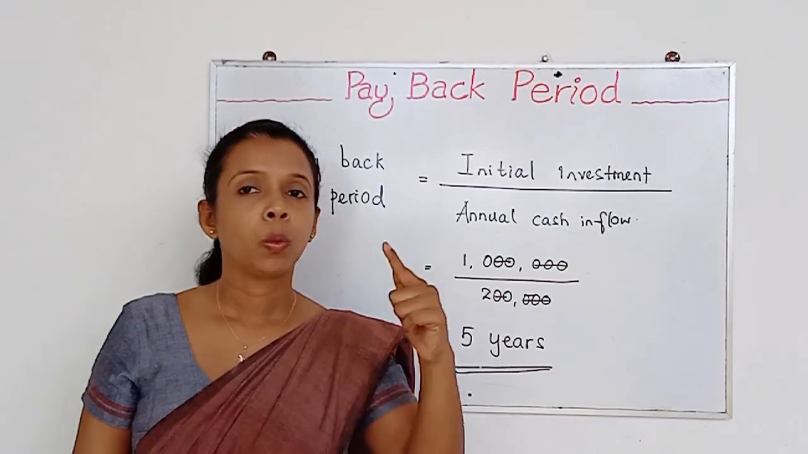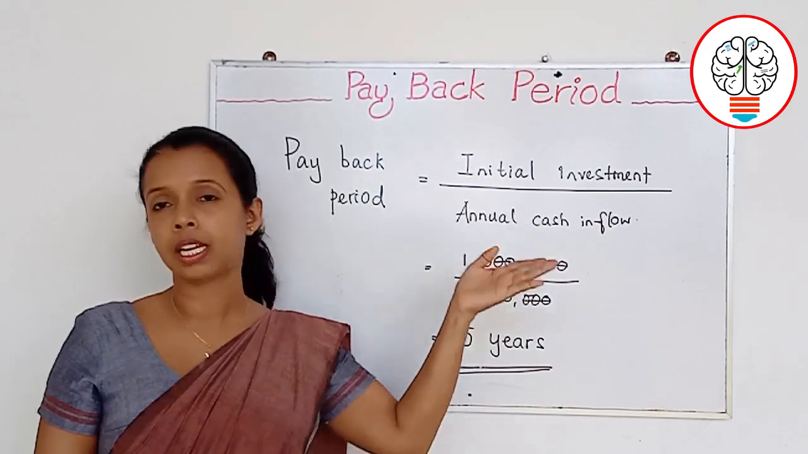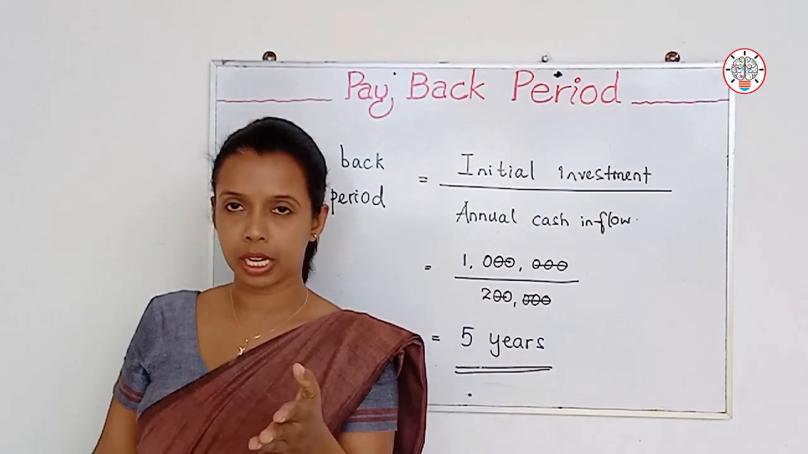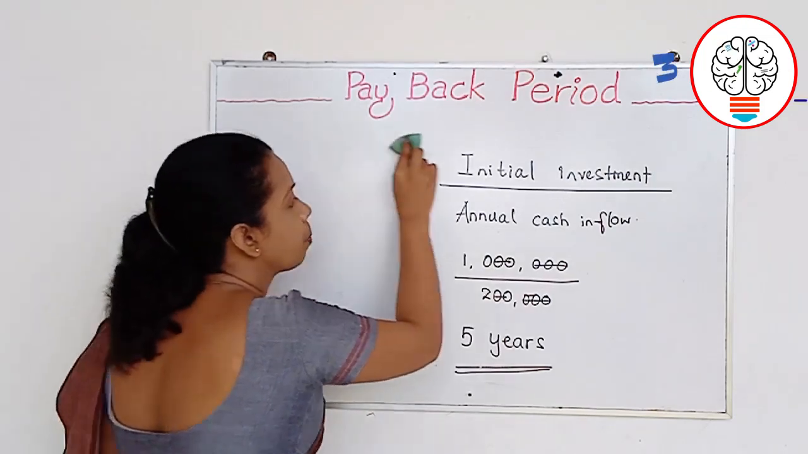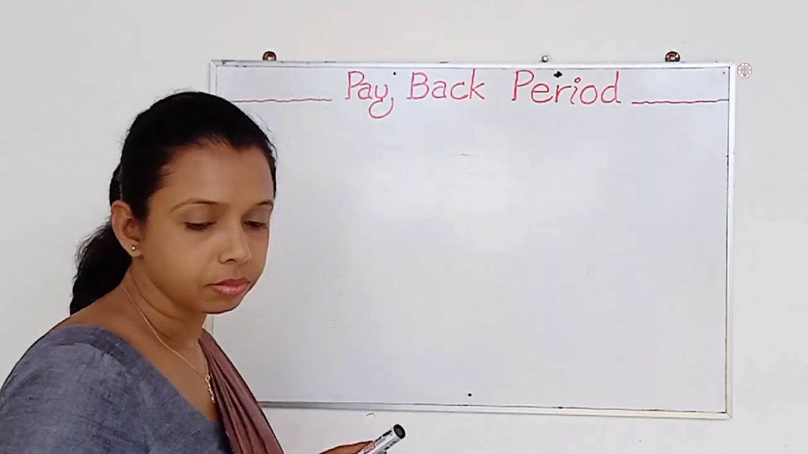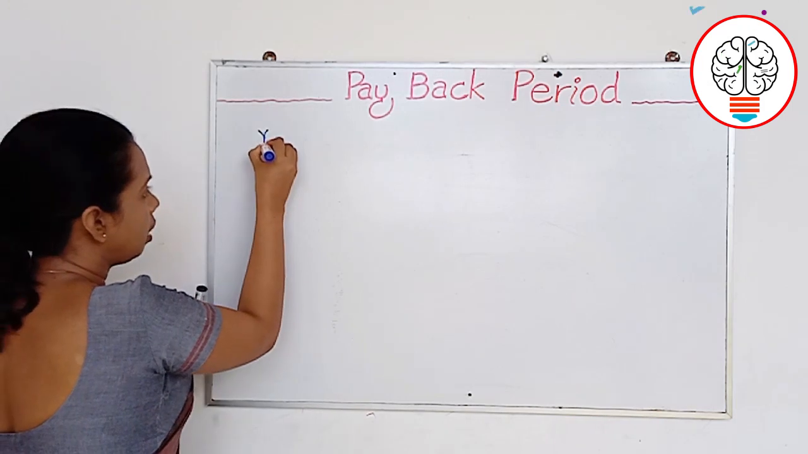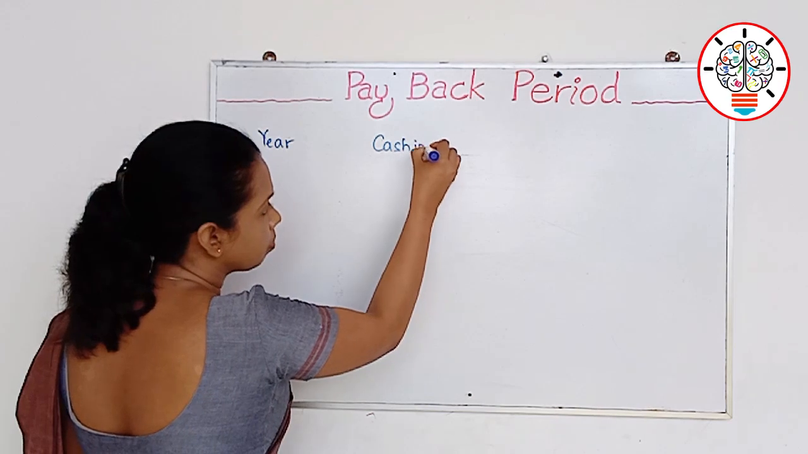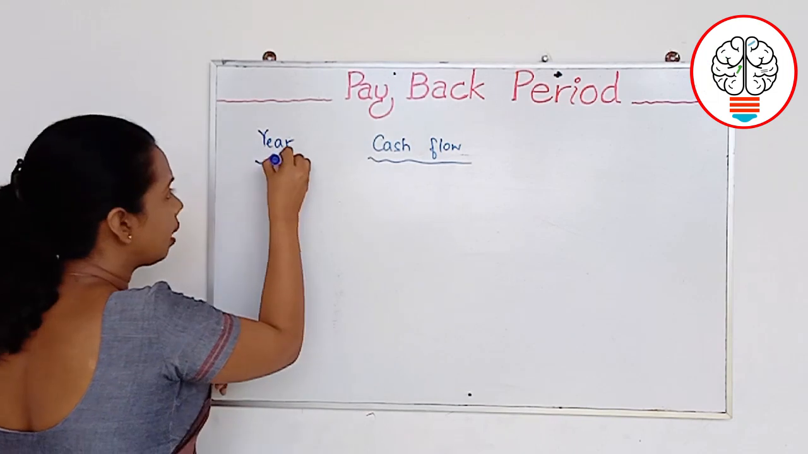I told you one is even cash flows. If so, this is very easy. You take the initial investment and divide it by the annual cash inflow. Let's say you have a project with uneven cash flow. For an example, I'll show you like this. There is a project for which you want to invest. Let's say this is the time period or the year, right? So this is the cash flow.